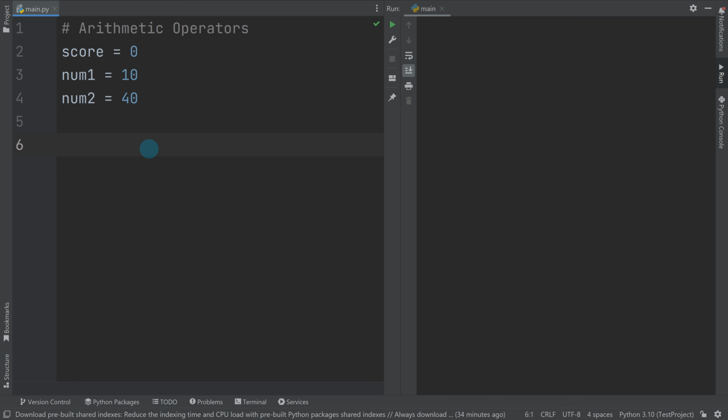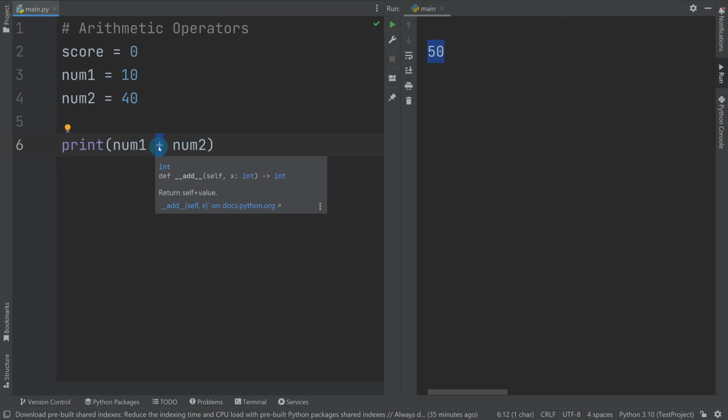So to go through some of it again, I'm just going to do some different print statements. And I'm going to use these values up here to show you some different things. So I could do num1 plus num2, and because these are stored as integers, it's resulting in an integer output. 40 plus 10 equals 50. I can obviously do minus. So 10 minus 40 is minus 30.